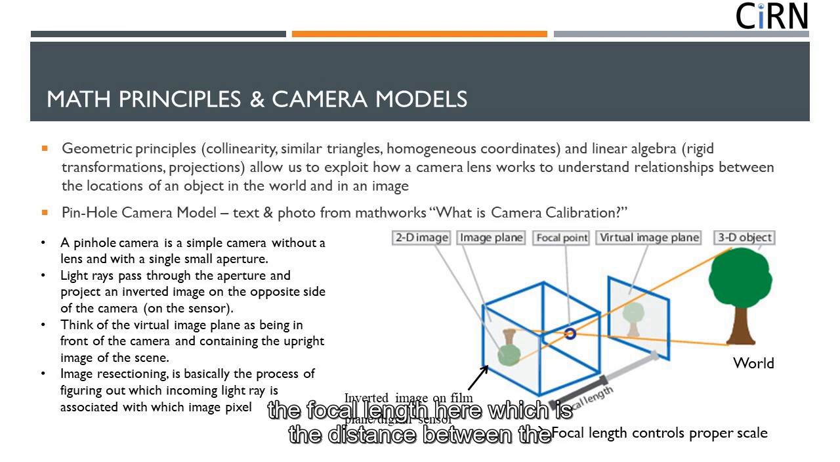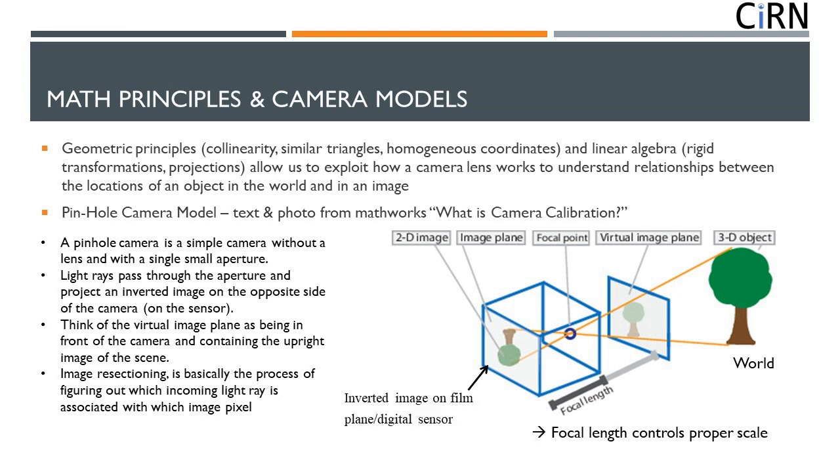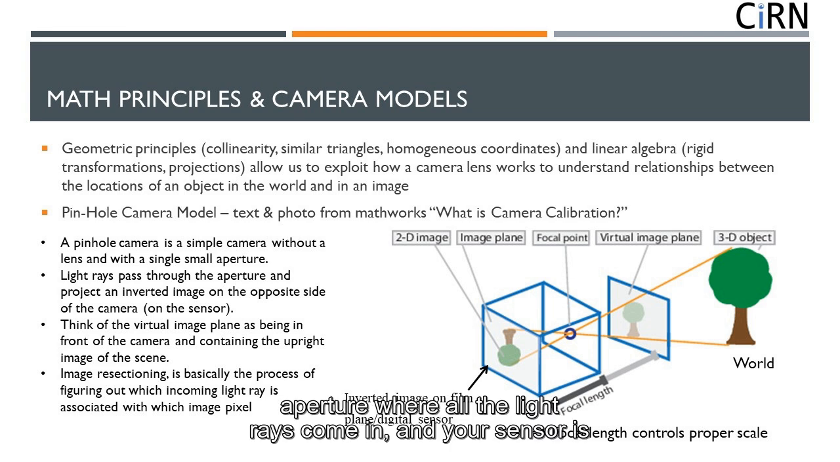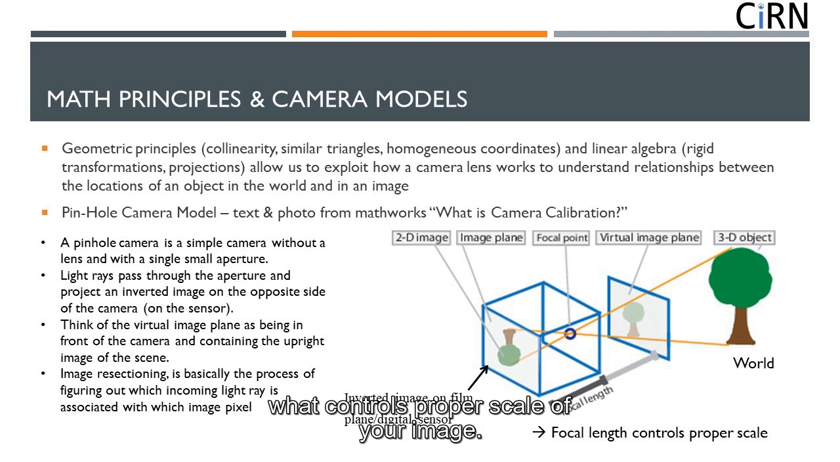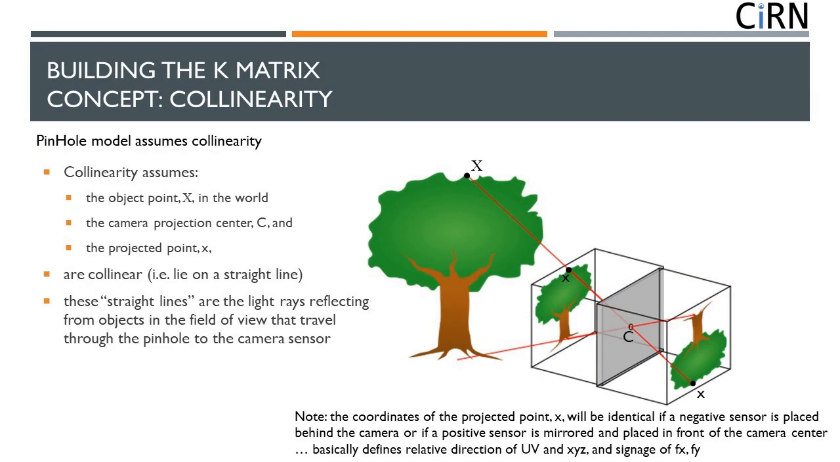And then the focal length here, which is the distance between the aperture where all the light rays come in and your sensor, is what controls proper scale of your image.